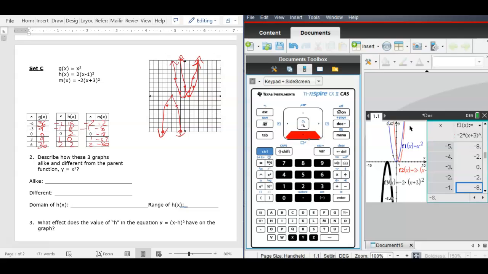So how are these three graphs alike? Well, they're all parabolas, but they're different in their vertical stretch / reflection. Remember, domain is always all real numbers. All right, in h of x, the bottom is 0. It goes up forever. So again, it's 0 to infinity.